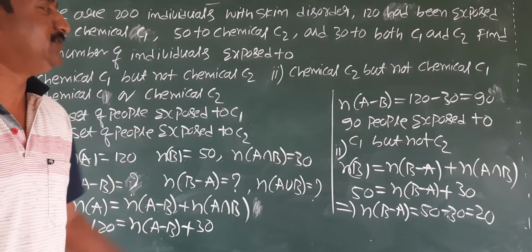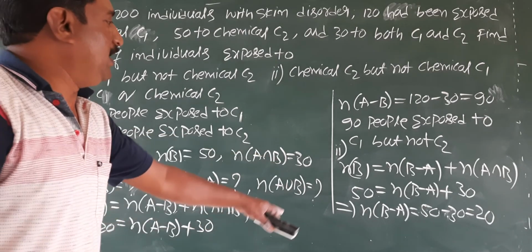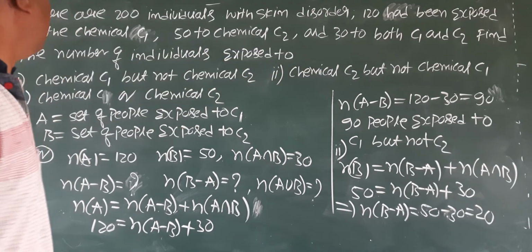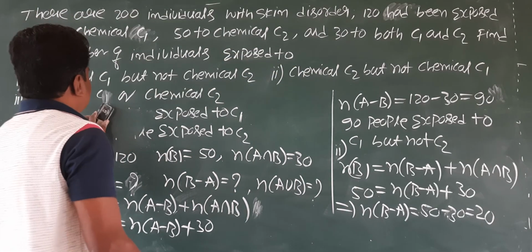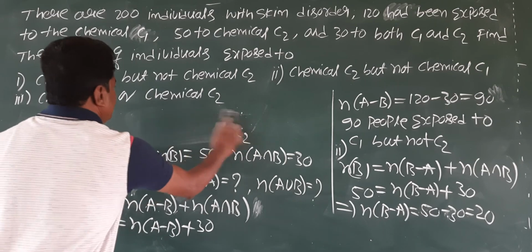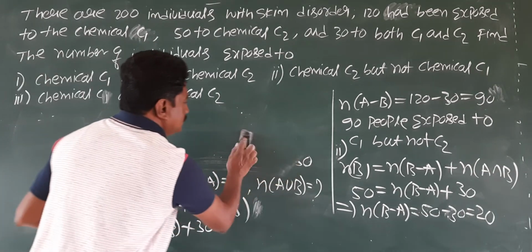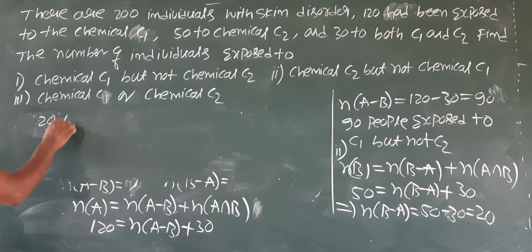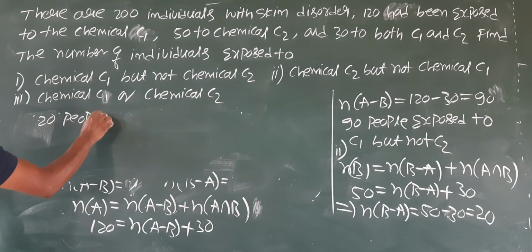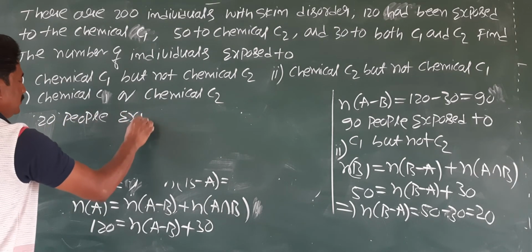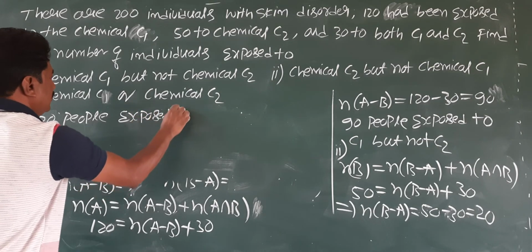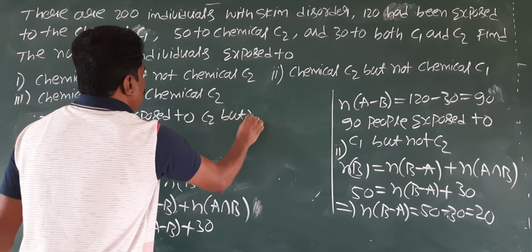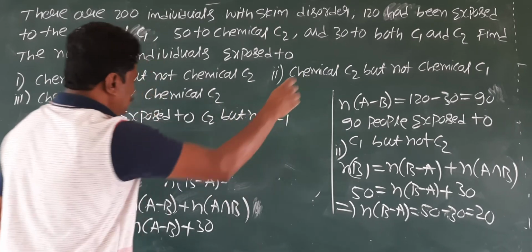This is the answer for your second question: 20 people exposed to C2 but not to C1.